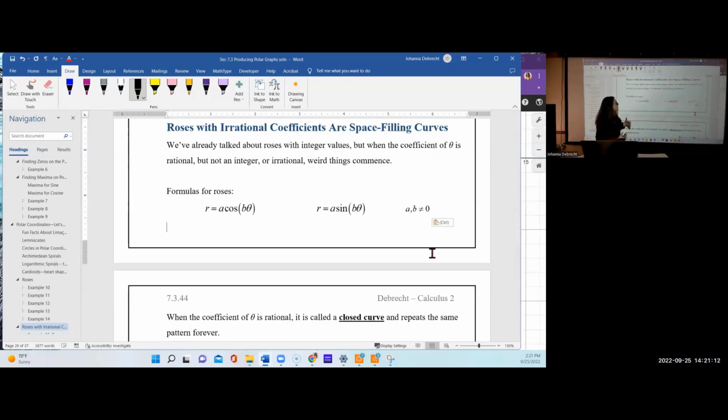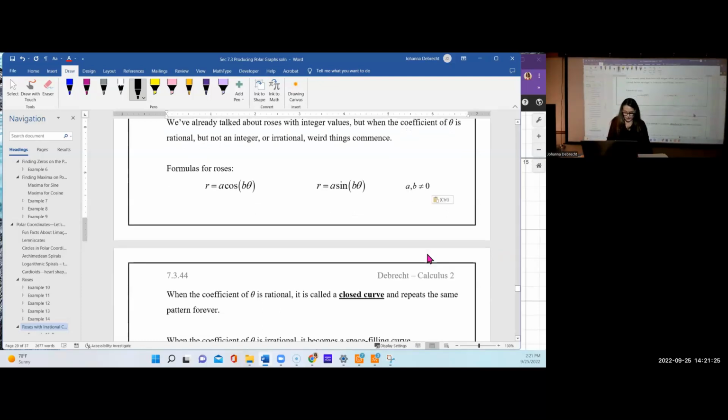So in this case, what happens is we get either what's called a closed curve, or we end up with what's called a space filling curve, depending on what the coefficient of theta is. So when we're looking at the coefficient of theta and it's a rational number, but not an integer, or an irrational number, then some weird things happen. If it's a rational number, but not an integer, so I'm talking about numbers like 2/3 or 9/2 or 5/2 or 6/5. All right, if it's a rational number that doesn't reduce to be an integer, and that's what the coefficient of theta is, we call that a closed curve.